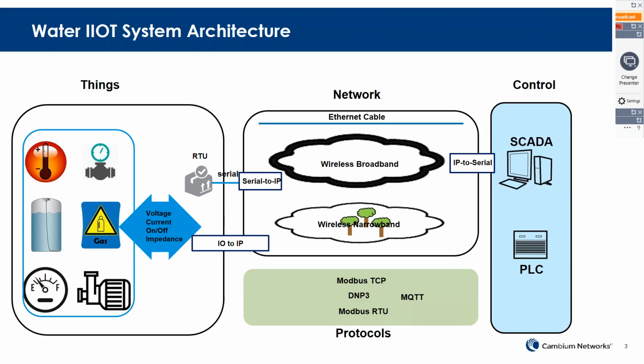And you can use wireless broadband if you are able to get very good line of sight. You can use wireless narrowband. This wireless narrowband is typically used for situations where you cannot have clear line of sight. For example, you have to traverse foliage and things like that. And in terms of the protocol in this water IoT system, you have Modbus TCP, you have DNP3, you have Modbus RTU, you can even have MQTT, and so on.